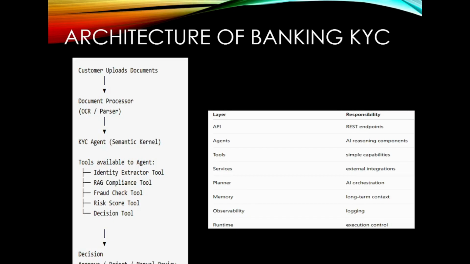So these things all together will help you make the banking KYC, and the banking KYC structure depends on customer-uploaded documents, the document processor, and RAG. We will discuss RAG also, along with fraud detection, risk, decision, and identity tracker, and all these things will happen.